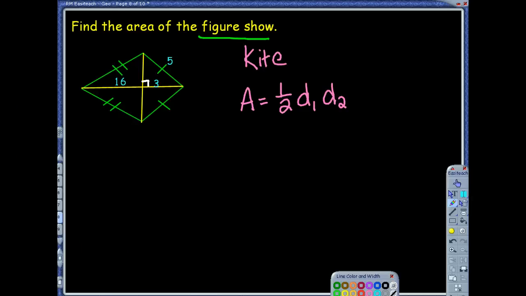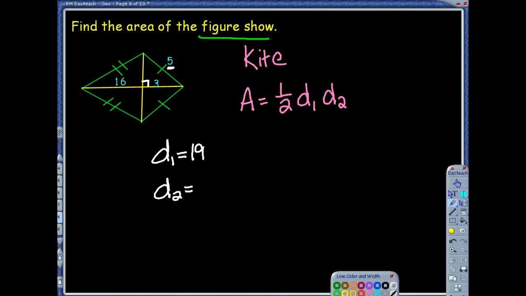Yes. Perfect. Okay. And as we're looking at this right now, do we have enough information to talk about just 1/2 D1 D2? Do we have both of those diagonals? No, technically we only have one, because there's that one that's labeled 16 and 3. So one of the diagonals is actually 19. So we have one of them, but we don't have the other one. But there is something they're giving us. And again, think about why they're giving you this. They're giving you a side length.